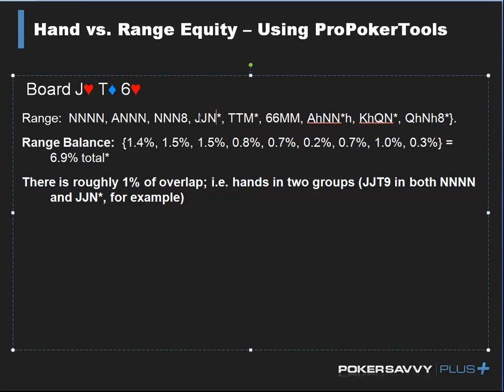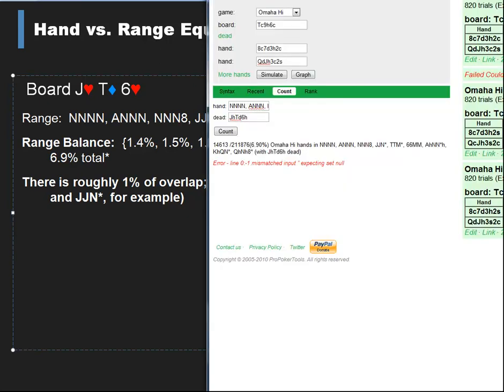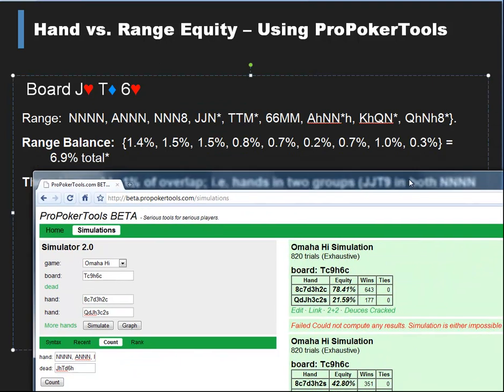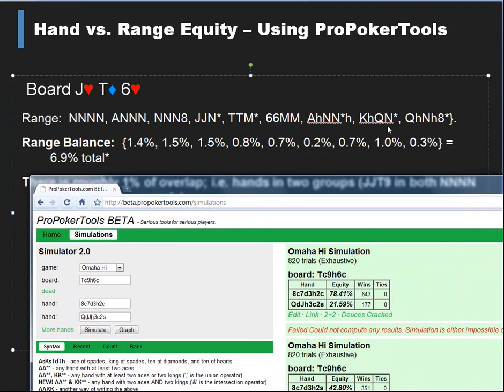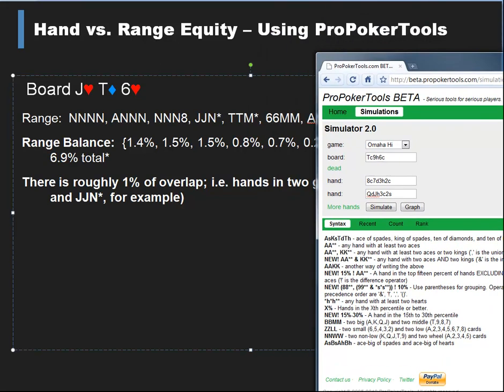The reason that we choose Jack N star and 10 N star, let me see if I can pull up Pro Poker Tools. I think I can possibly do this where I've got both things up at once. All right. Here's the syntax.